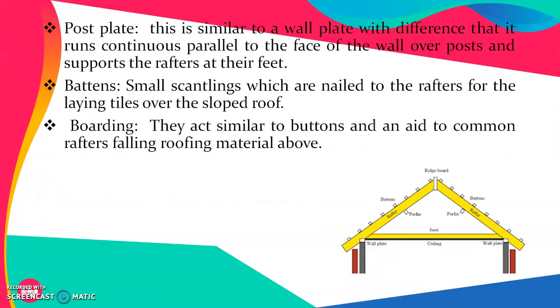Next is the post plate. This is similar to wall plate with the difference that it runs continuous, parallel to the face of the wall over posts, and supports the rafters at their feet. Battens are the small scantlings which are nailed to the rafters for laying tiles over the sloped roof, while boarding is something which acts similar to battens and aids the common rafter in holding the roofing material above. So these particular elements are the battens. This is the rafter, and on these battens generally the roofing tiles are laid.